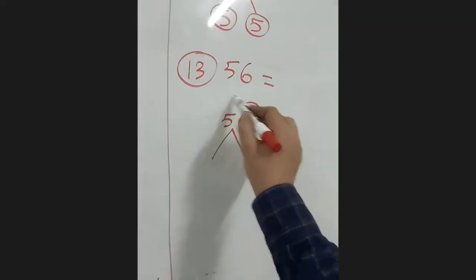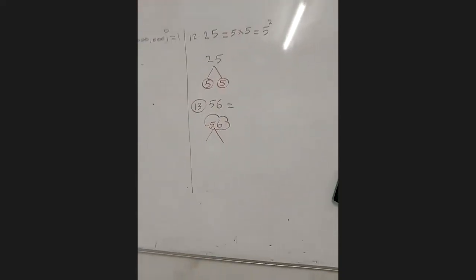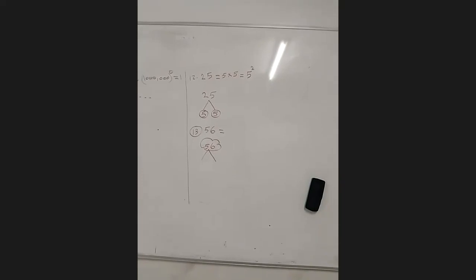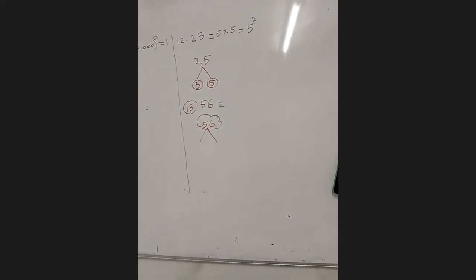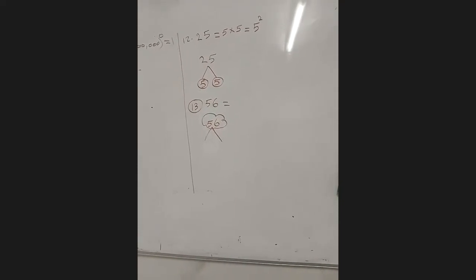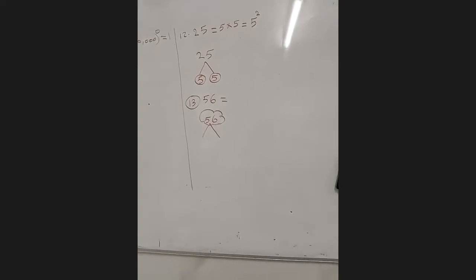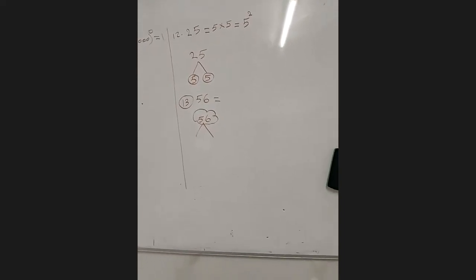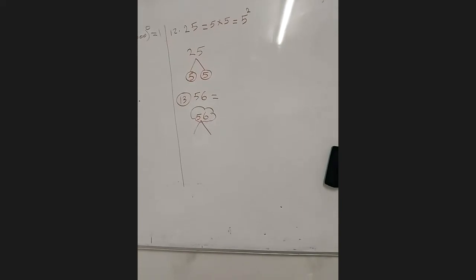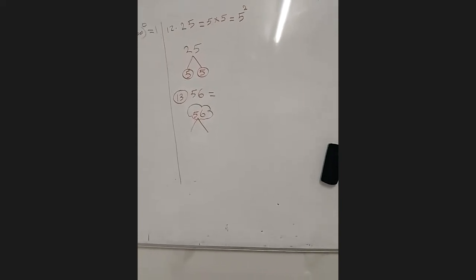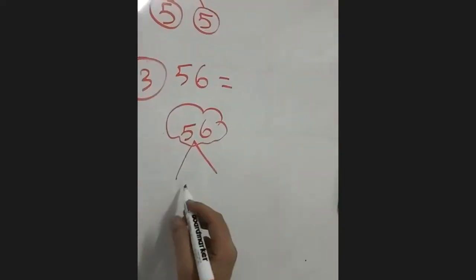I don't know. Timetable, Umran. You know the timetable of 8? 8 multiply 5, you know how much? 40. 8 multiply 6 is 48. 8 multiply 7 is 56. See? So 56 is 8 multiply 7.